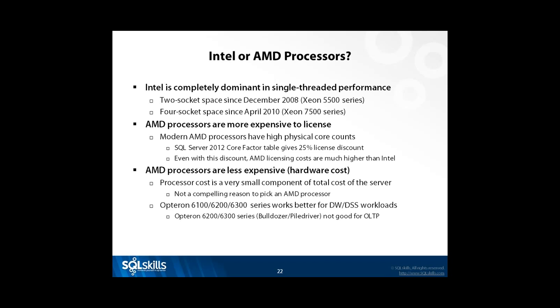It's so bad that Microsoft has this thing called the core factor table that gives a 25% license discount if you use AMD processors. But even with that discount, it still costs more to license an AMD-based server. So that's going to be a pretty hard sell to my boss: let's go out and spend more money and get less performance. AMD is just a bad choice if you care about performance. Now, if you are really, really budget constrained and getting the least expensive hardware possible is your main goal in life, then you can run on AMD. Just be aware that you're not going to get nearly the performance that you would have gotten with an Intel processor.